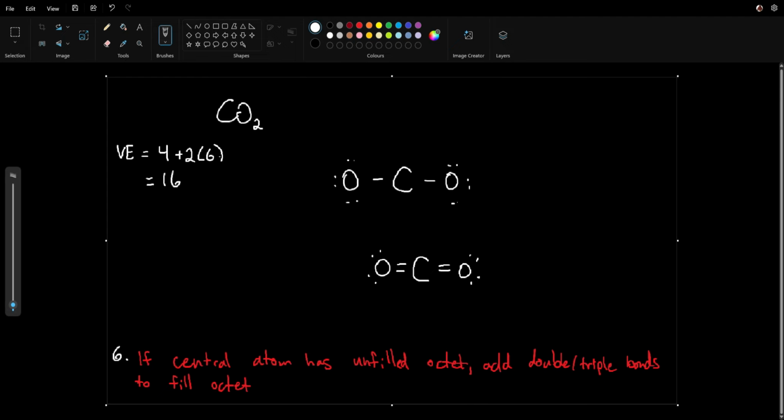But if we count the electrons, we can go 1, 2, 3, up to 16. And you see that the total number of valence electrons lines up and everything here has a full octet. So this is the most valid structure for carbon dioxide.